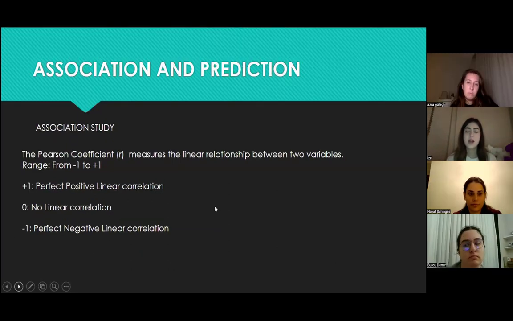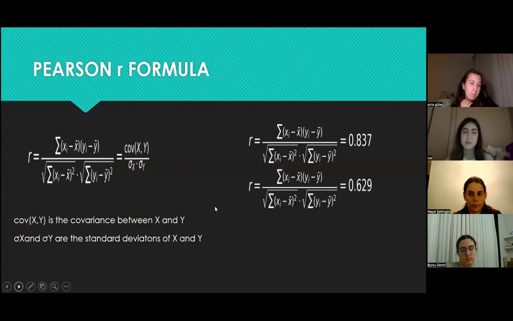I will continue with association and prediction. The Pearson coefficient measures the linear relationship between two variables, ranging from -1 to +1. The Pearson r formula is like that.